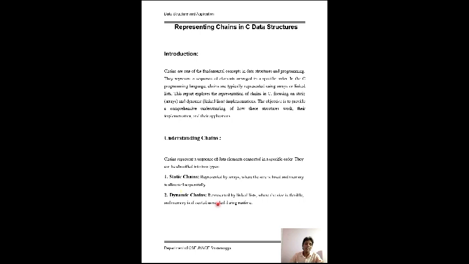When it comes to dynamic chains, they are basically represented by linked lists, where the size is flexible, meaning we can increase or decrease the size at runtime, because here memory is allocated during runtime. That's why it is called dynamic chains.